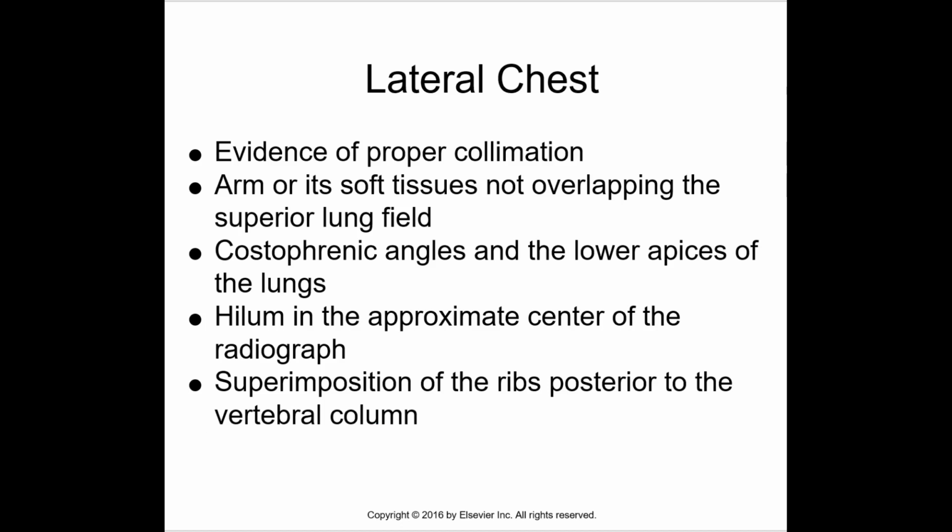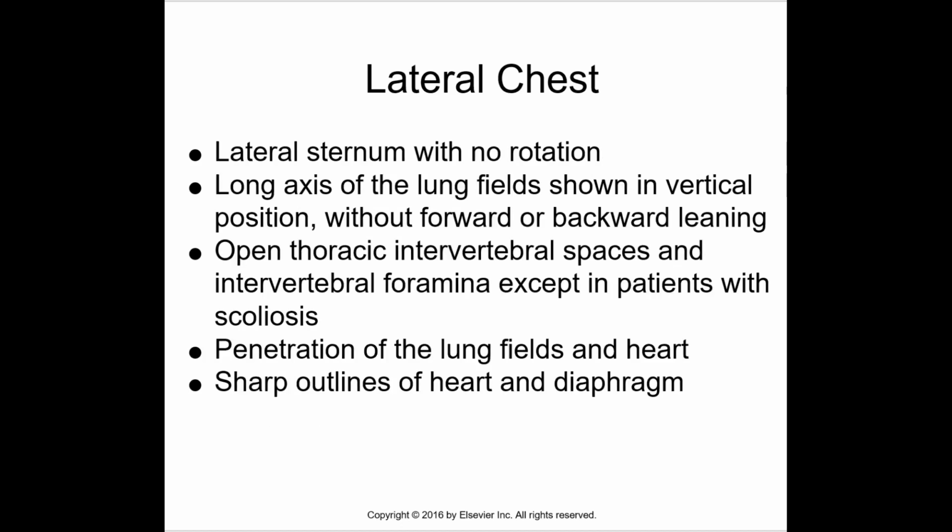Lateral chest: evidence of proper collimation, arms or soft tissues not overlapping the superior lung field, costophrenic angles on the lower apices of the lungs, hilum in the appropriate center of the radiograph, superimposition of the ribs posterior to the vertebral column, lateral sternum with no rotation, long axis of the lung field shown in vertical position without forward or backward leaning, open thoracic vertebral spaces and intervertebral foramina, except in patients with scoliosis.